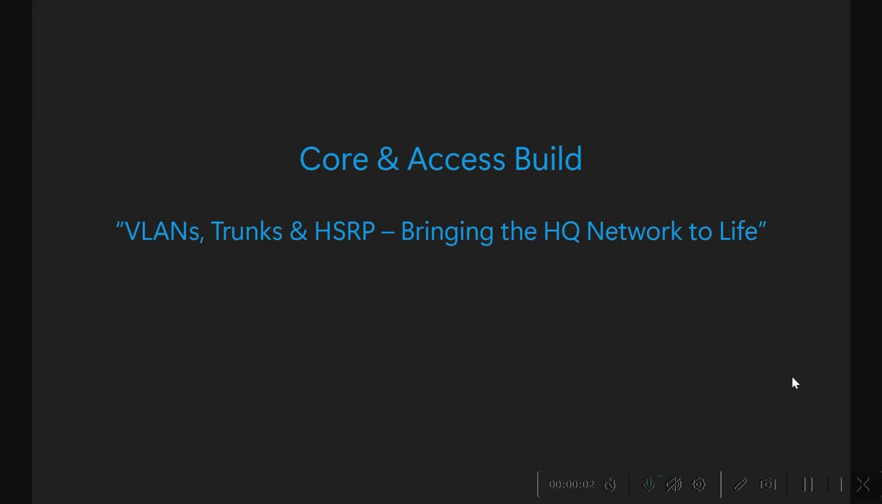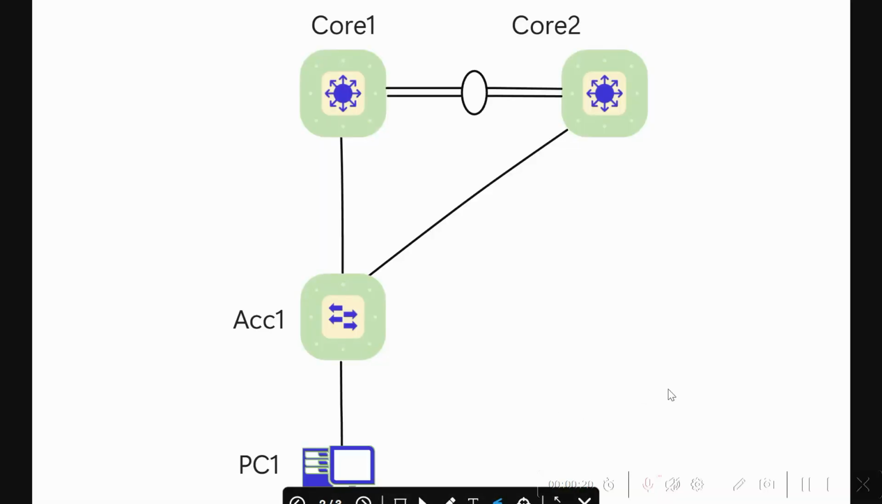Welcome back. In this episode, we're going to bring the HQ network to life by building our core and access layers, creating our first VLANs, setting up trunks, and configuring HSRP for a redundant gateway. By the end of this episode, we'll have a working pair of core switches, a connected access switch, our first user VLAN and management VLAN, and PC1 getting an IP and successfully pinging its redundant gateway.